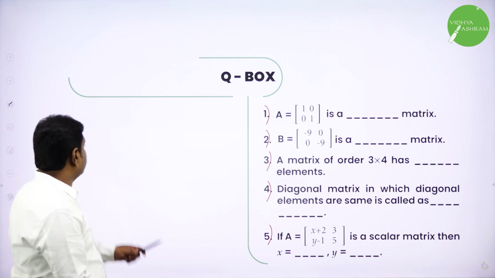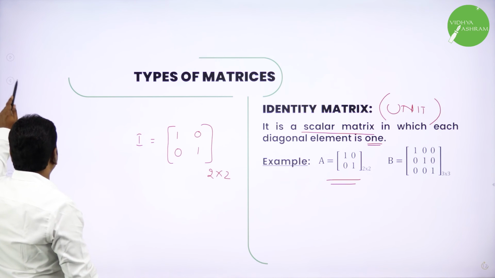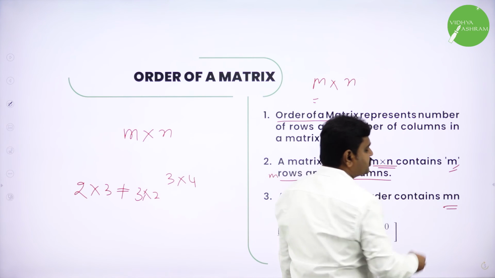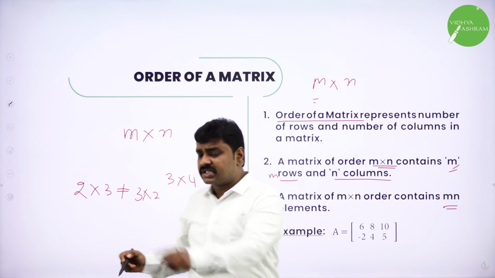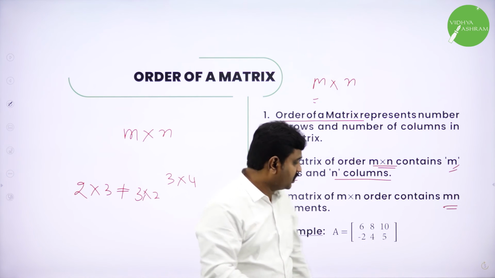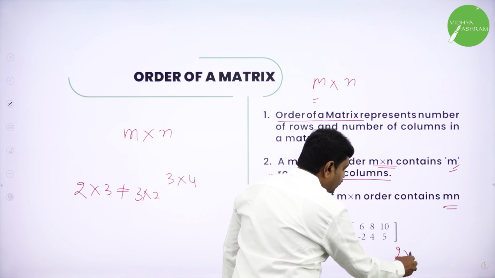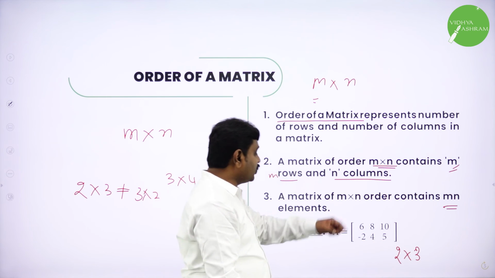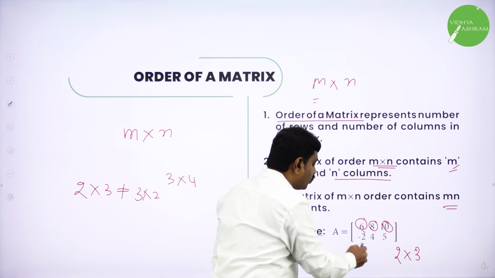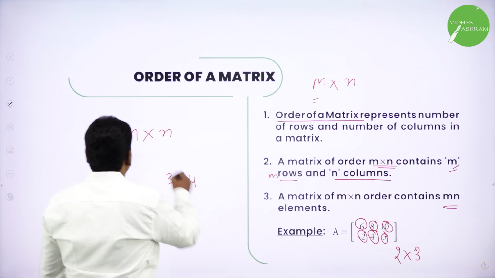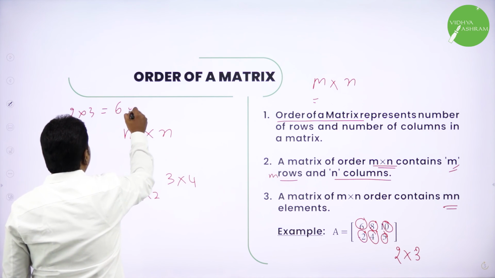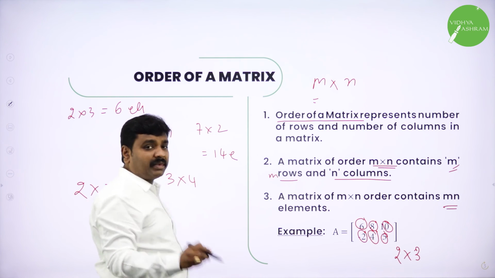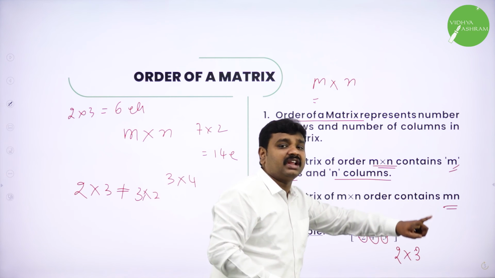A very interesting concept, and to fill that Q box also, the order of a matrix. See, an M cross N matrix will have mn elements. Very interesting. What is the order of this A? 2 rows, 3 columns, 2 cross 3. 2 3s are 6. Exactly, you will have 6 elements: 1, 2, 3, 4, 5, 6. If a matrix is of order 2 cross 3, it will have 6 elements. If a matrix is of order 7 cross 2, it will have 7 2s are 14 elements. A matrix of order M cross N will have mn elements.